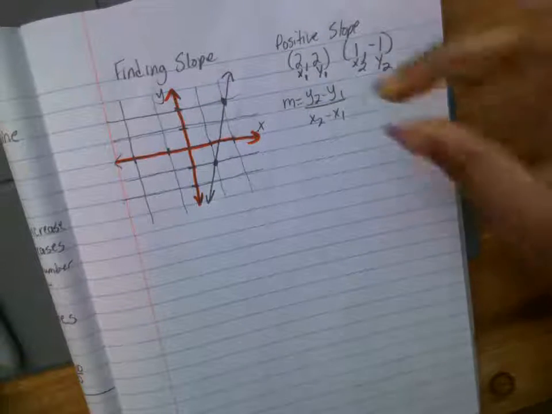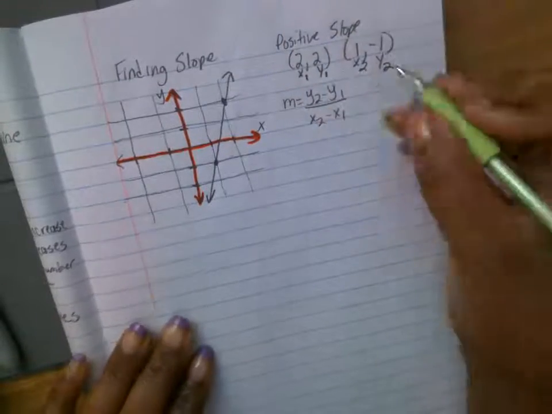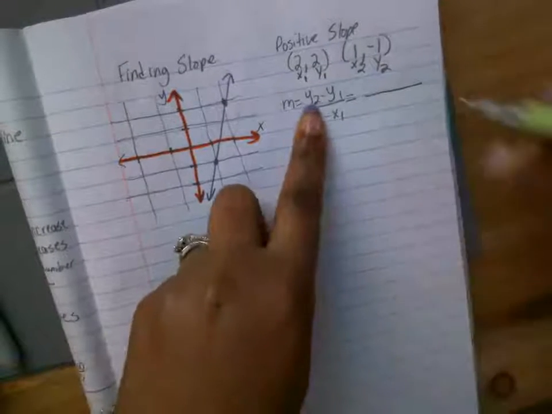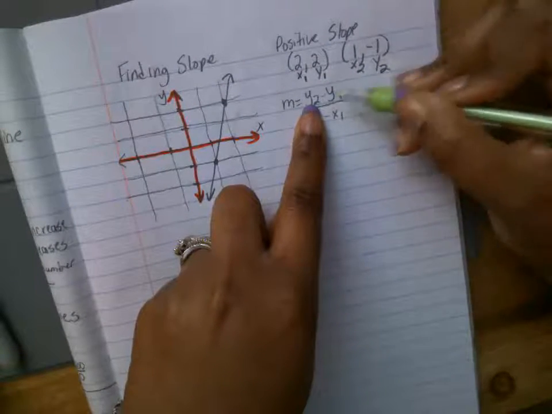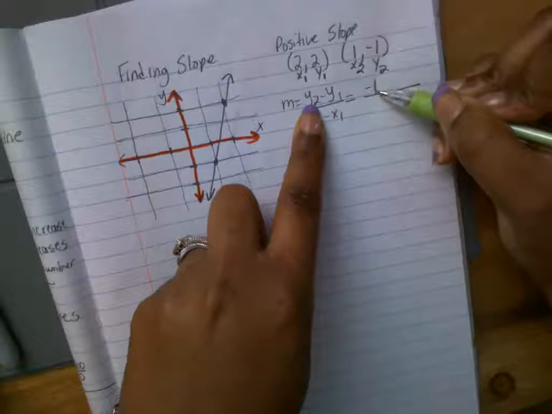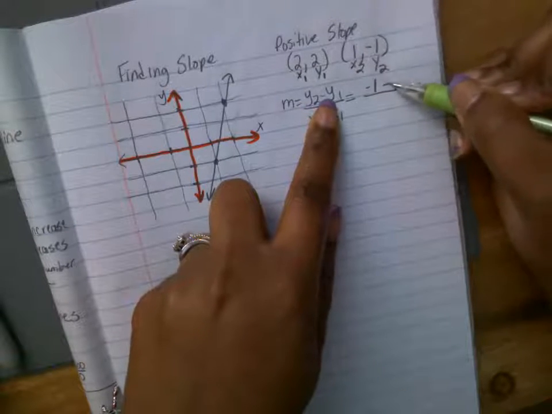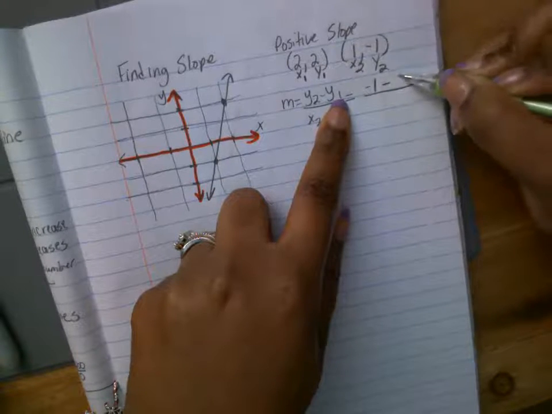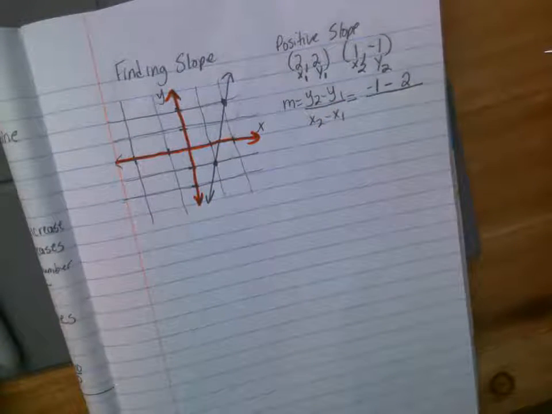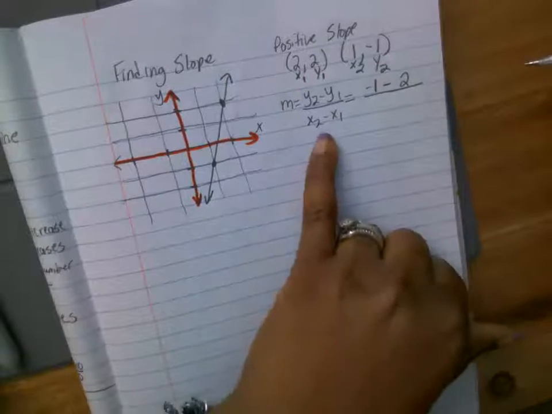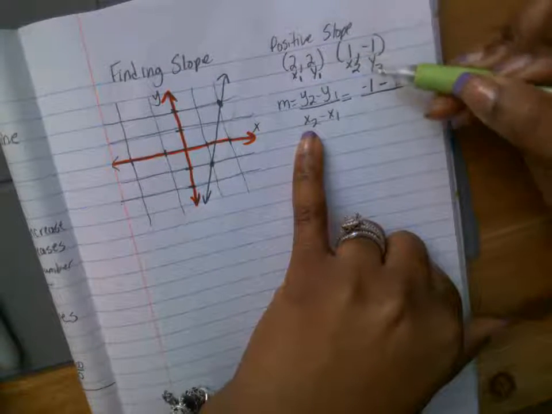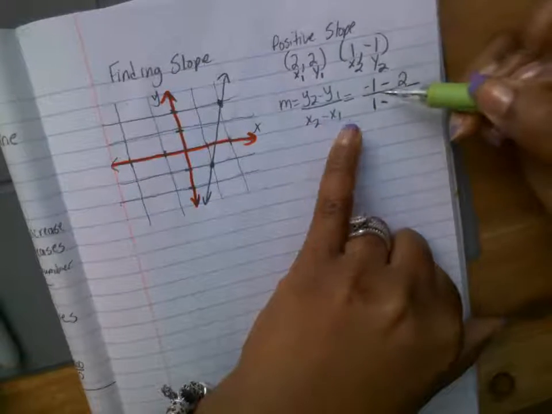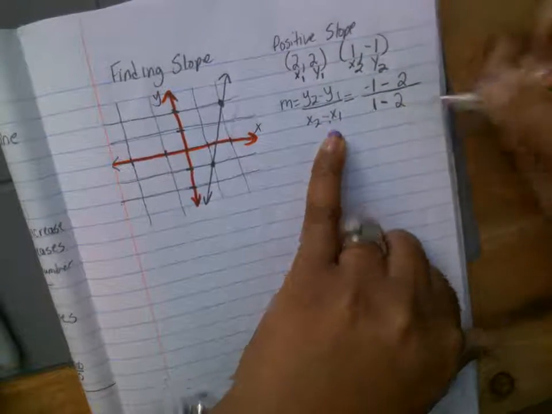Now what I do is substitute these numbers into the formula. So this is what I have on top. My y2 is negative 1. So I'm going to put negative 1 here. Minus is a part of the formula. My y1 is right here. This is 2. So I put 2 here. My x2, x2 is 1. Minus is a part of the formula. x1 is 2.